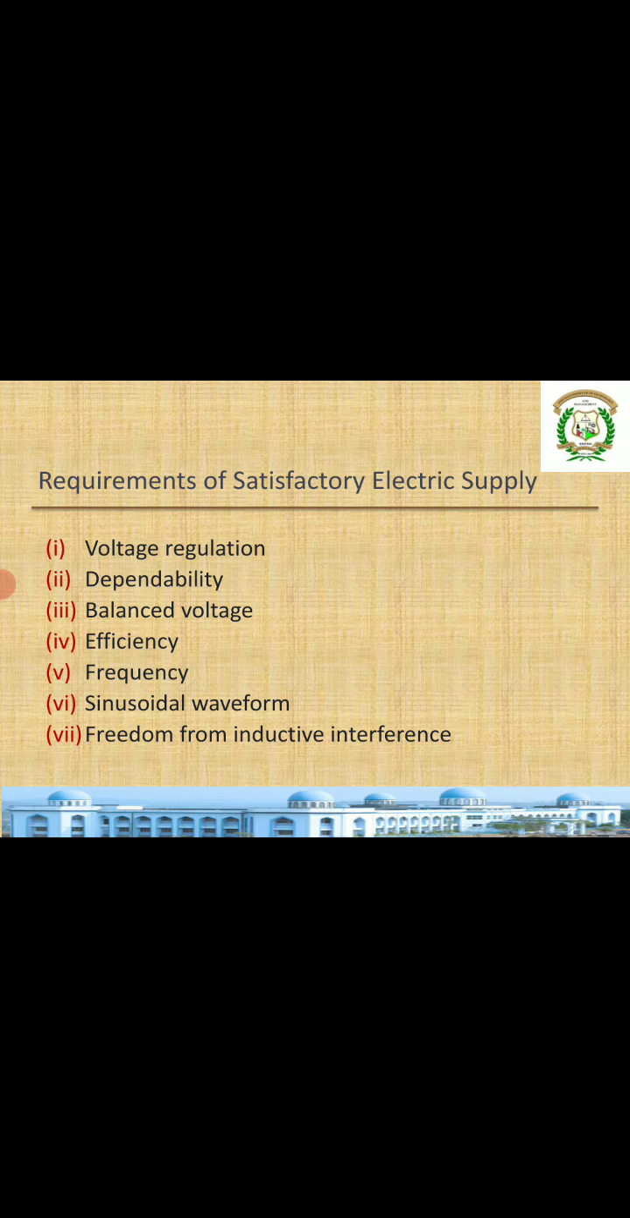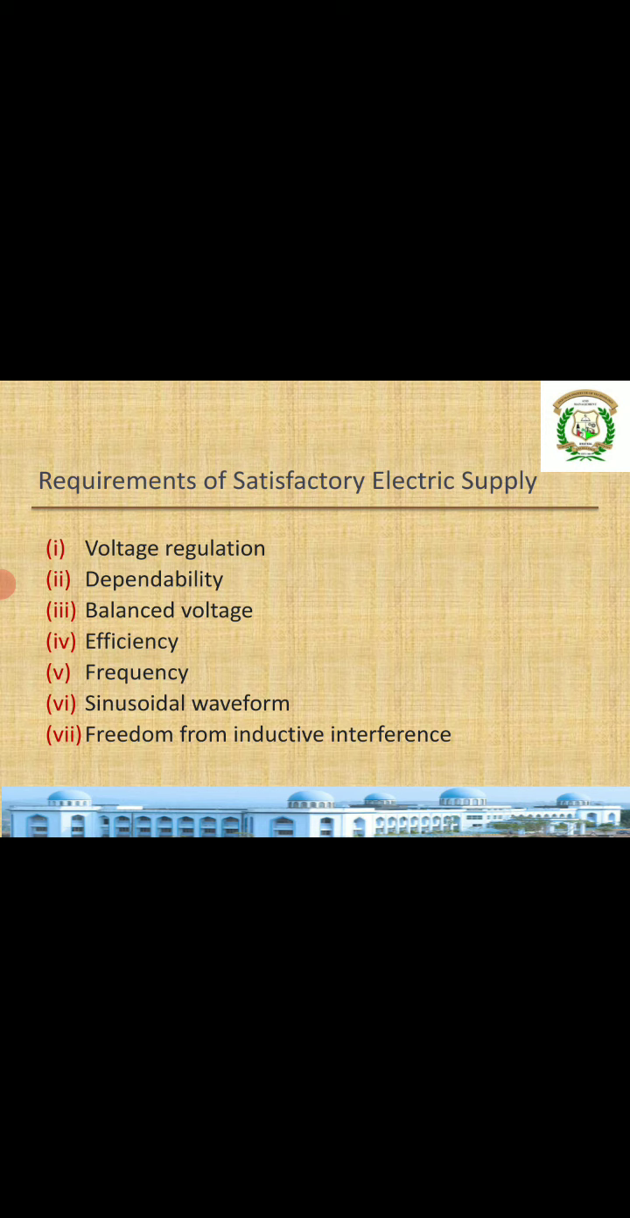Dependability means it should give uninterrupted service to the consumer, because if there is a sudden loss of power, places like hospitals or crowded areas like theaters will face dangerous effects. See, in a hospital, if an operation is going on and suddenly the power goes, the patient may die. That's why uninterrupted supply should be given by an electric supply system.